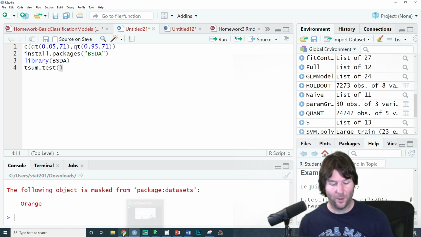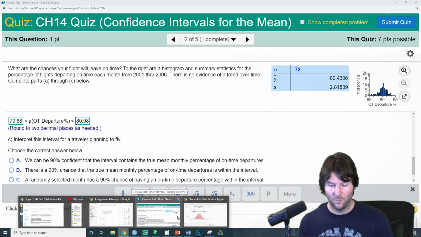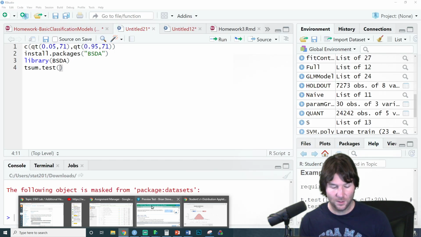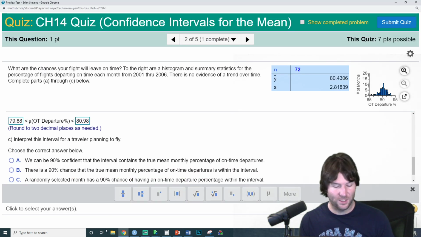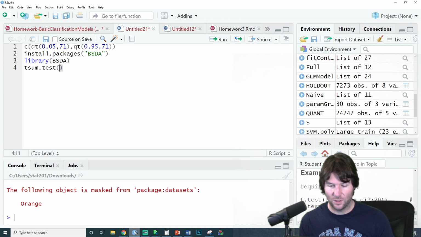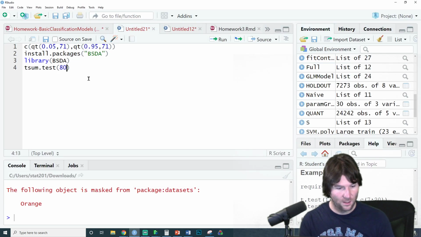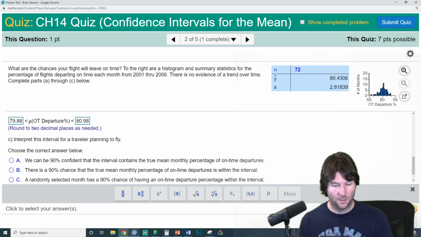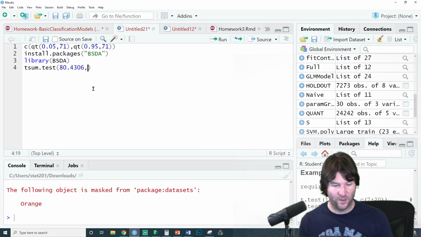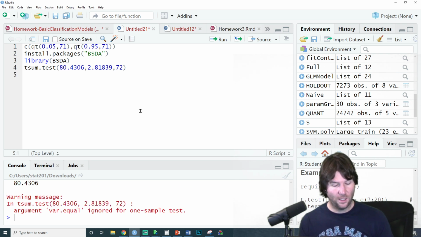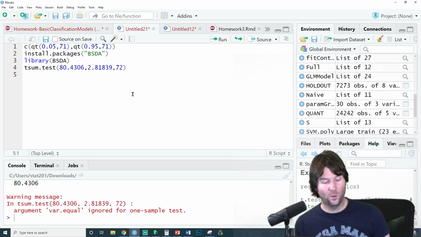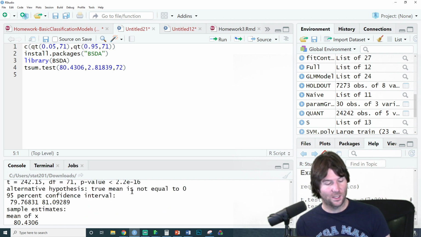So all we need to do is go back to here, and we take the mean of 80 point... Can I copy those? Of course not, right? So we can just go up and down like this now. There we go. 80.4306. And standard deviation of 2.81839. Sample size 72. Run it. Var equals ignored for 1 sample t. So yeah, it's not doing equal variance.